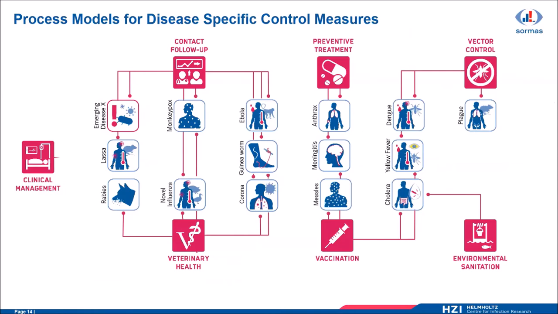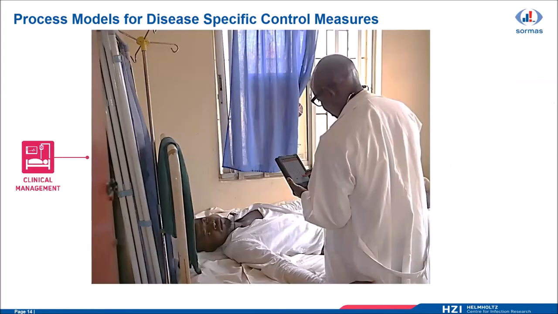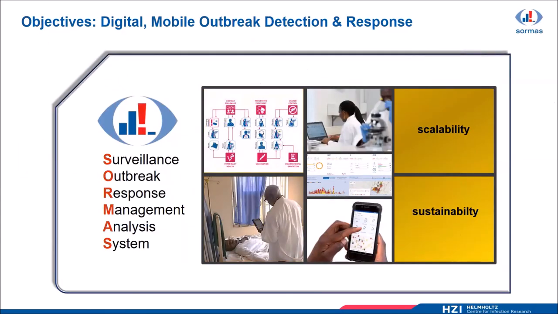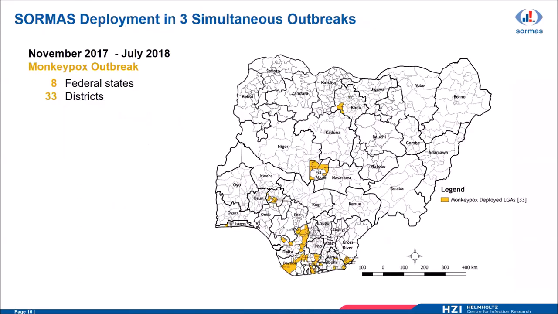I will show you an example of this within the demo in a matter of minutes. The clinical management part of SORMAS is very unique to the response part of it, because when you are able to detect diseases from the lowest level, when you talk about the hospitals, then you're able to do surveillance efficiently, and you're able to detect outbreaks when they start.